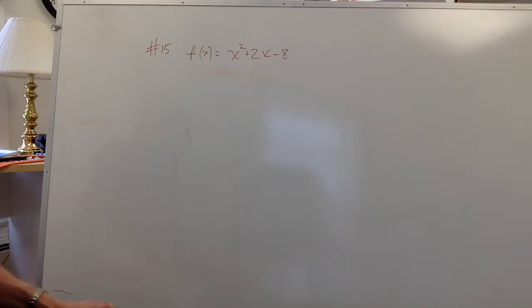I'm going to start off with number 15 from the homework that was due on Friday, and the problem was f of x equals x squared plus 2x minus 8, and you were asked to graph this, finding the vertex, line of symmetry, y-intercepts, and in this case, different from the homework assignment before, also the x-intercepts.